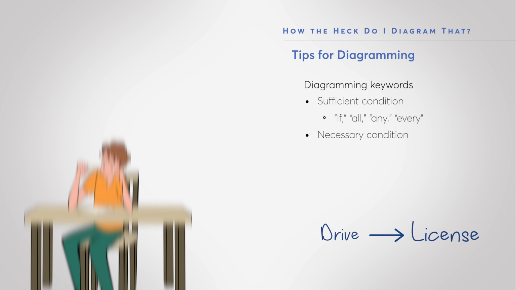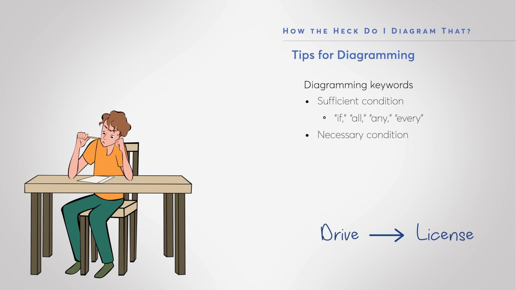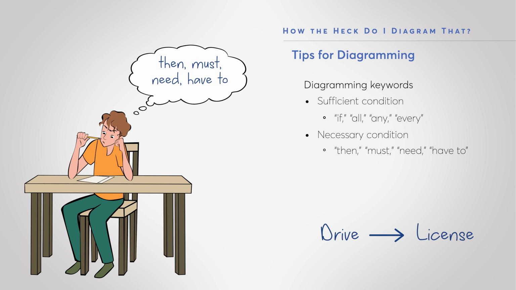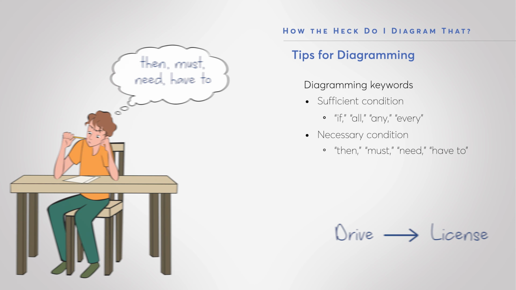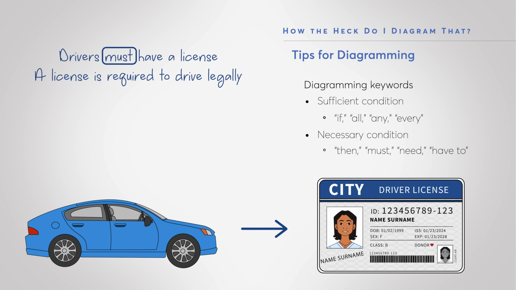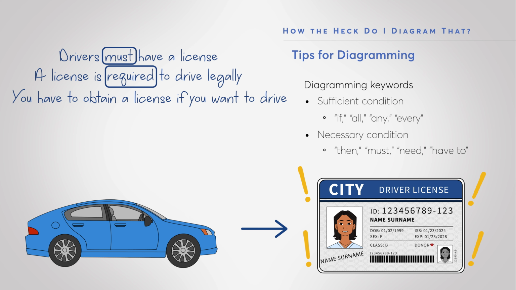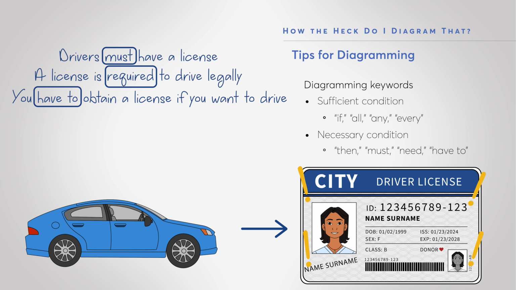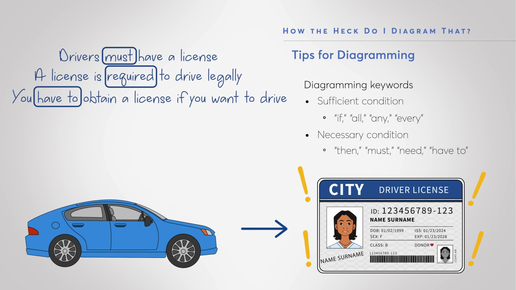On the other side of the arrow, there are a lot of sneaky, unassuming words that mean then. Words that are synonymous with requirement, like must, need, have to, and so on, all tell us that the thing required is the necessary term. Check out these statements. Drivers must have a license. A license is required to drive legally. You have to obtain a license if you want to drive. All of these label the license as the requirement, so it's our then.